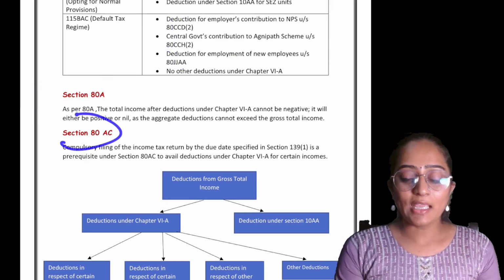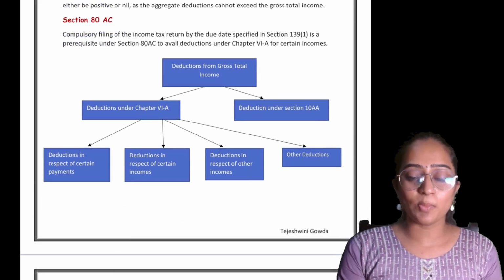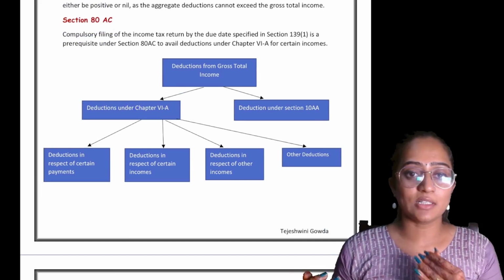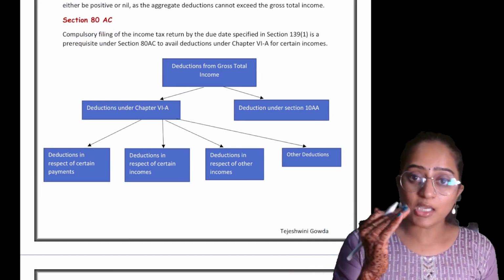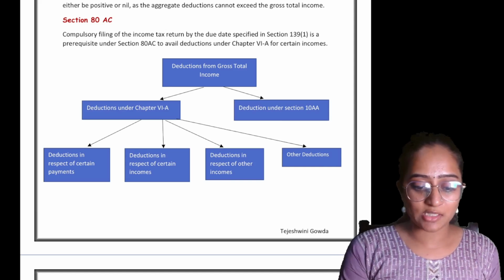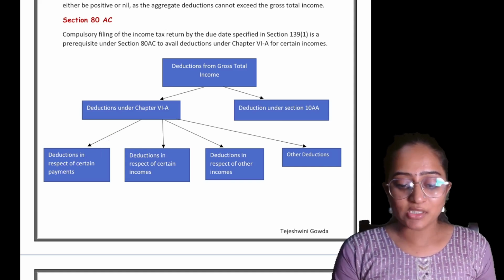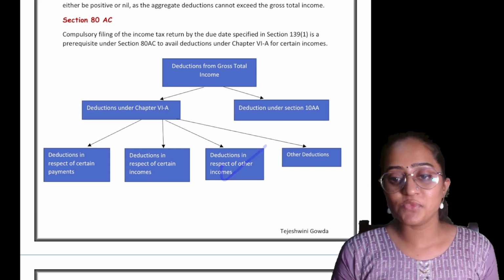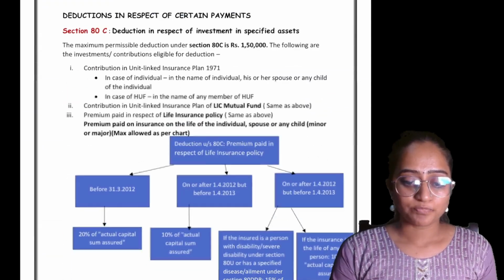80AC speaks about your deductions to be classified under Chapter 6A, and that is under deductions under 10AA. Under Chapter 6A, it can be further classified as deductions in respect of certain payments, deductions in respect of certain incomes, deductions in respect of certain other incomes, and other deductions for that matter.